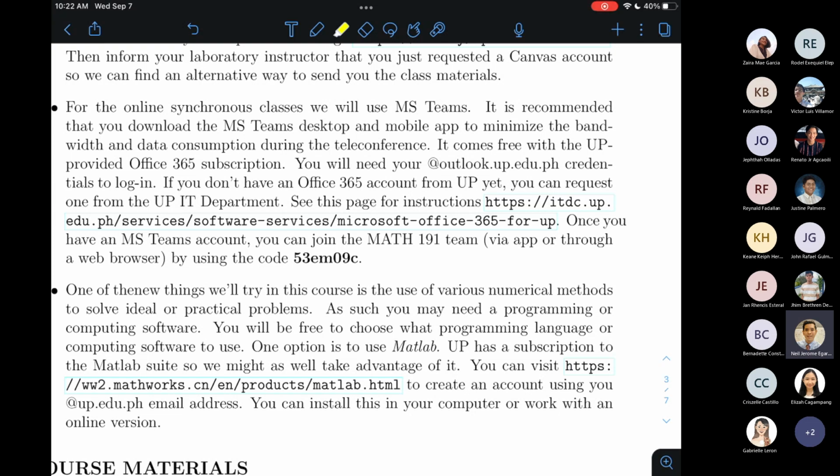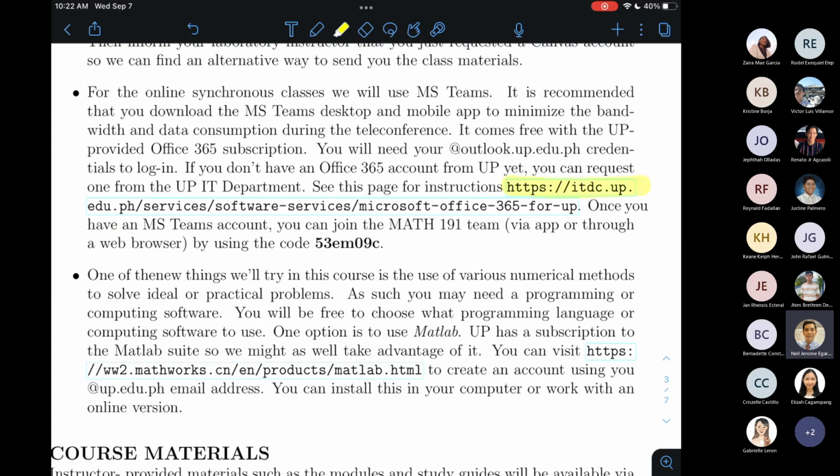So to request an Outlook credential, you need to go to this website. Then request an Office 365 subscription. All right? So UPITC will give you outlook.up.edu.ph login credentials. That's what you'll use to install Microsoft Office using the UP license, including MS Teams. So the Outlook account is what you'll use to sign in to Teams, so you can enjoy all the functionality of MS Teams.